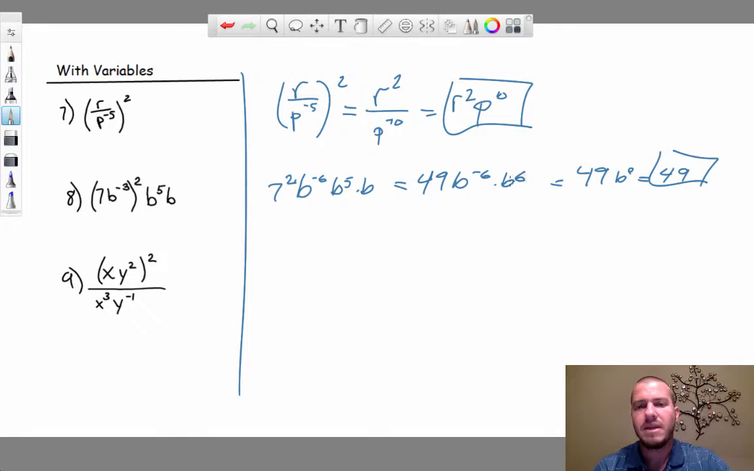This one became b to the 6th from adding these two. Remember, when it's just a variable, it's raised to the 1st. So that became b to the 6th. And then negative 6 plus positive 6 becomes 0.